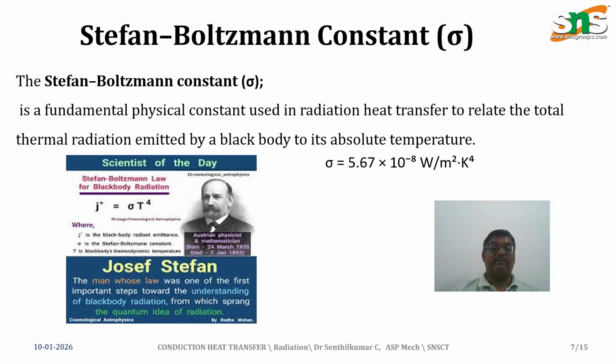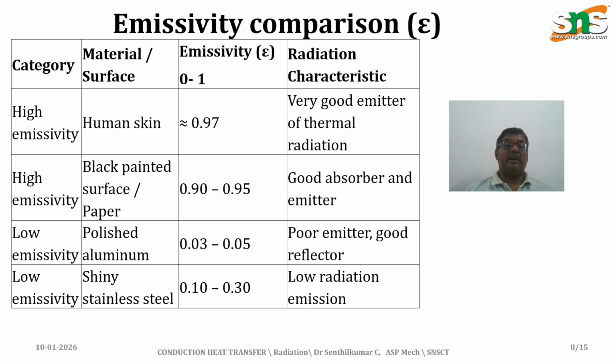Coming to the Stefan Boltzmann constant, a scientist found a constant for radiating bodies. It is a fundamental physical constant used in radiation heat transfer. It relates the total thermal radiation emitted by a black body to its absolute temperature. The sigma value is 5.67 x 10^-8 W/m²K⁴. The black body is the perfect radiator, and the white body is the perfect transmitter and insulator. Now the comparison of higher emissive and lower emissive bodies.